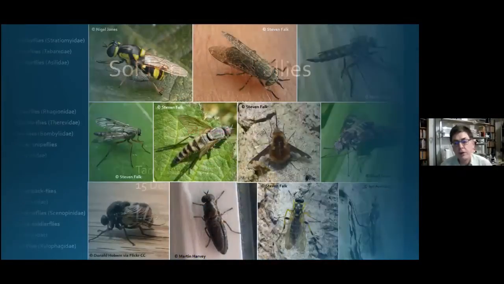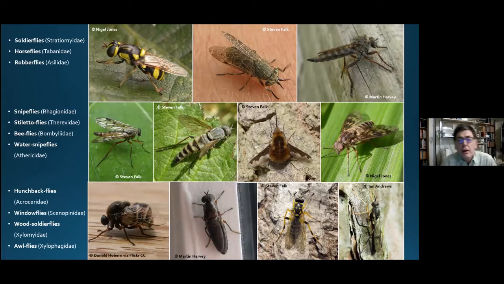So what are the soldier flies and allies? Well, look at that amazing display of wonderful flies. Basically, I could just stop talking here and we could sit and admire them for the rest of the evening, but there are 11 different families within the soldier flies and allies group.